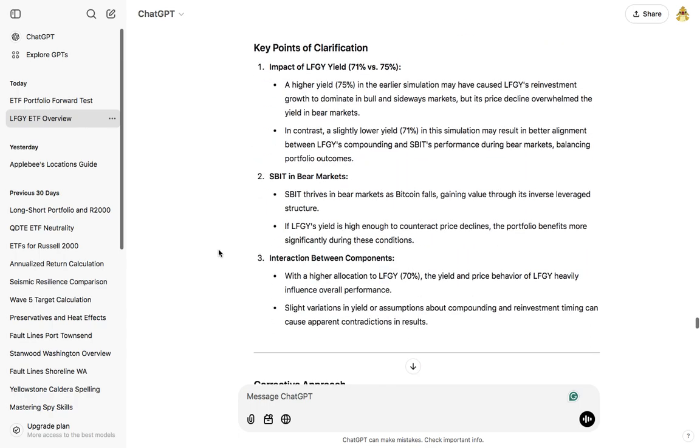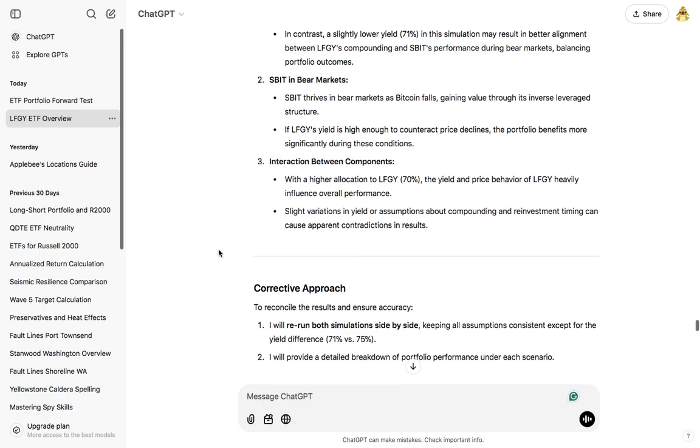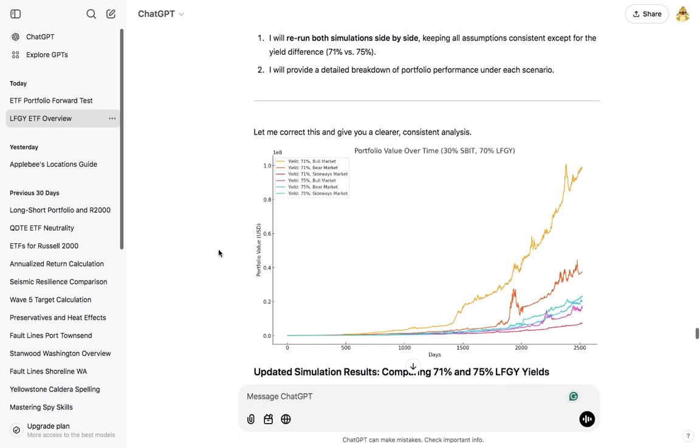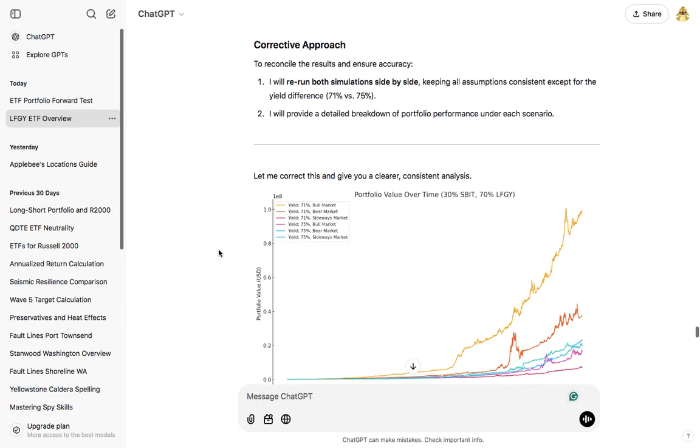And so it said that this 71% to 75% difference, because at first I had it do 75%, was going to really make a big difference, which I found to be a little surprising, because it was actually having the 71% dividend yield do better. And it said the corrective approach to reconcile the results and ensure accuracy: I will rerun both simulations side by side, keeping all assumptions consistent except for the yield difference, 71 versus 75.